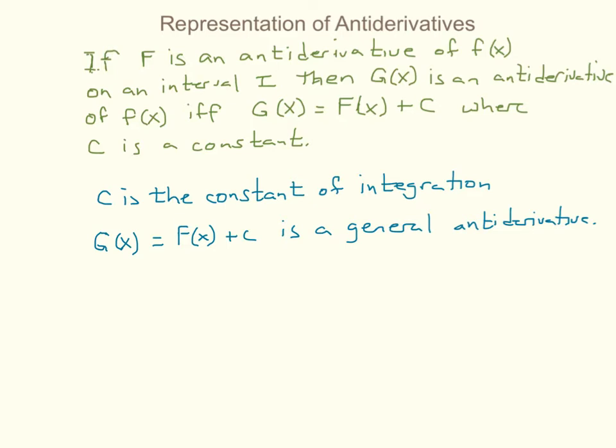So really what's going to happen, you're going to have a function, little f of x, you're going to find its antiderivative and then put a plus c at the end, and that will be the general antiderivative.